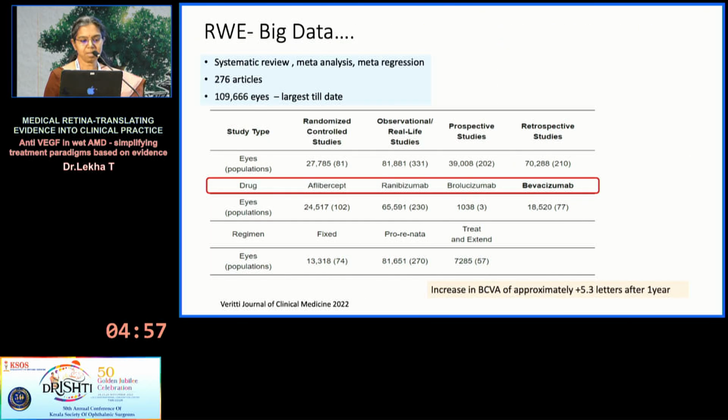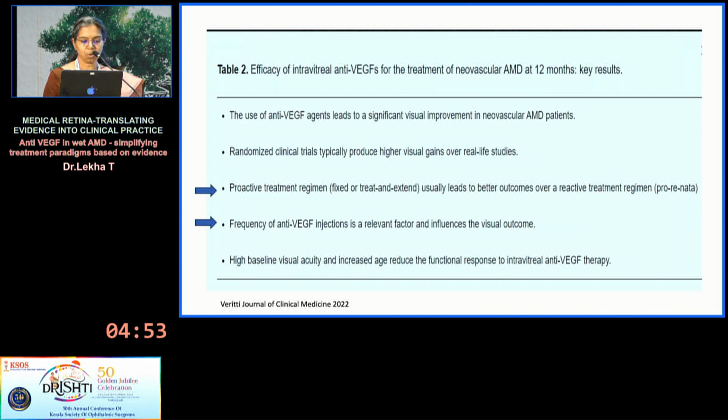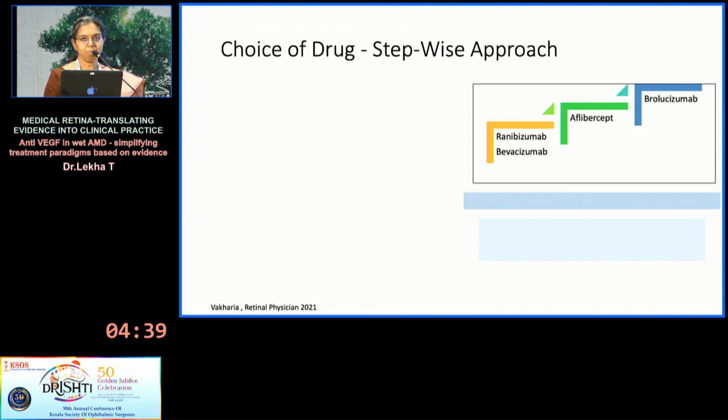This is one of the largest meta-analyses comparing all the 4 drugs that were available, and that has shown that a proactive treatment regimen, that is treat and extend, gives better outcomes than the reactive one, where you wait for a reaction to happen and then decide about the injection. And another factor which is important is the frequency of injections in the long term. So maybe we can follow a treat and extend regimen, but once it comes to the choice of the drug, all the drugs are more or less effective. But to start with, we can maybe start with ranibizumab or even bevacizumab or aflibercept.